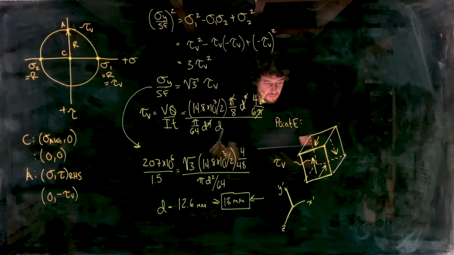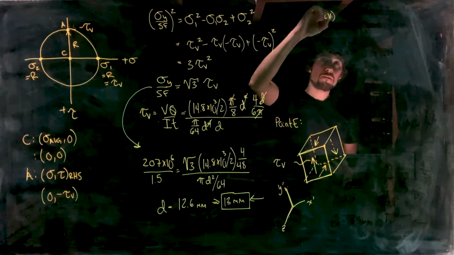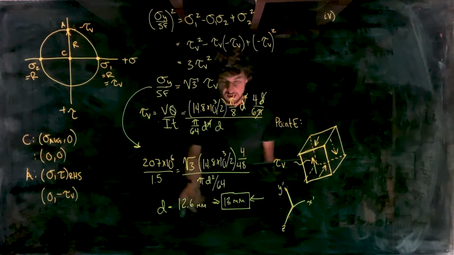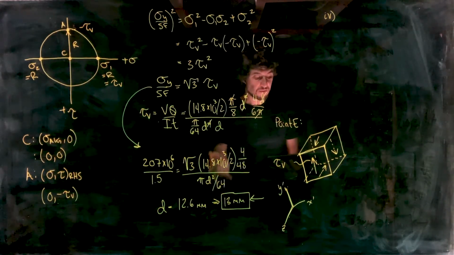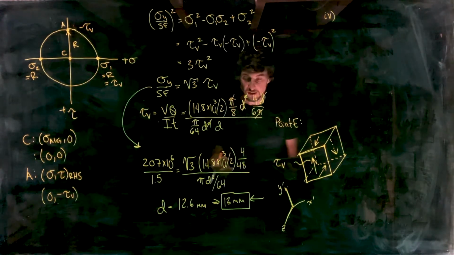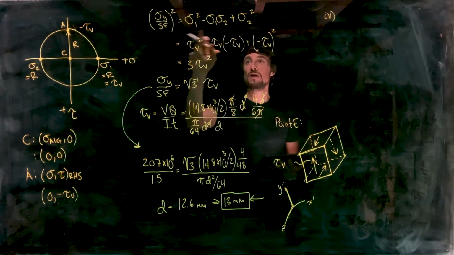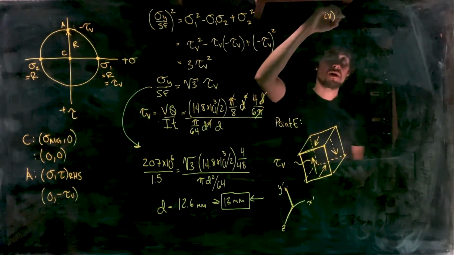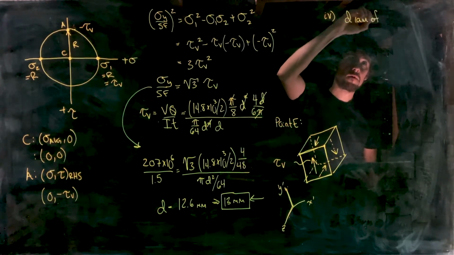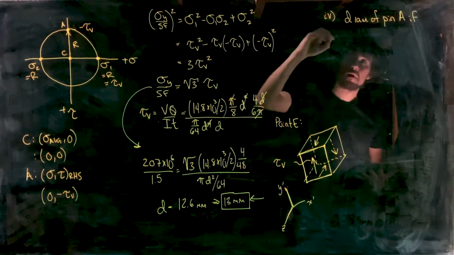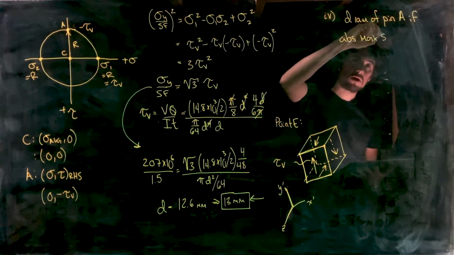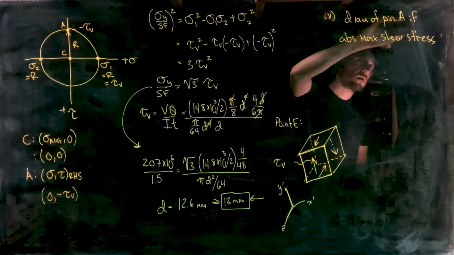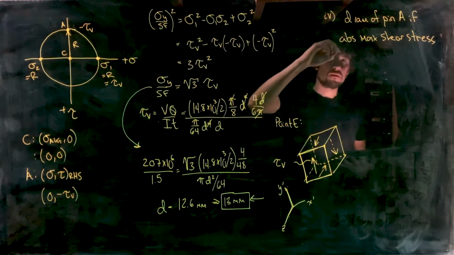Okay, so the final part of the problem, part 4, says, what is the required diameter of pin A, which we just found, if the absolute maximum shear stress theory was used instead. We used the distortion energy theory here. It's asking what would the diameter have come out to be if we had used the absolute maximum shear stress theory.